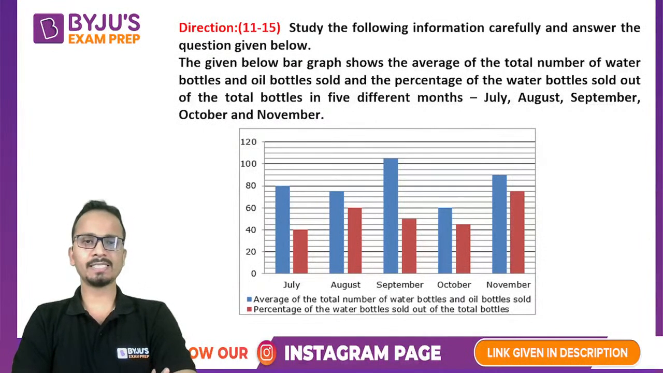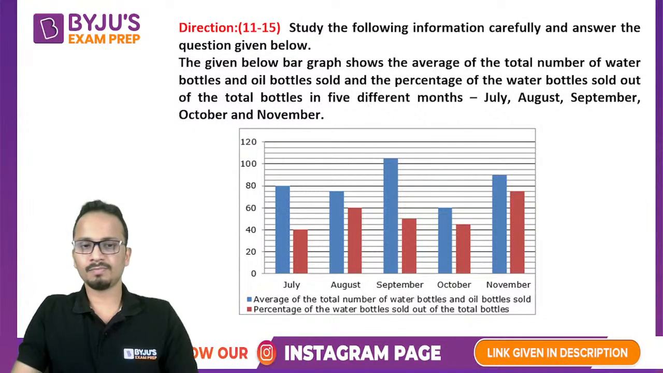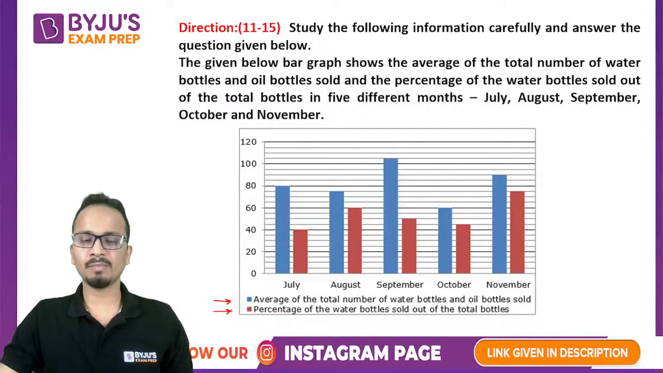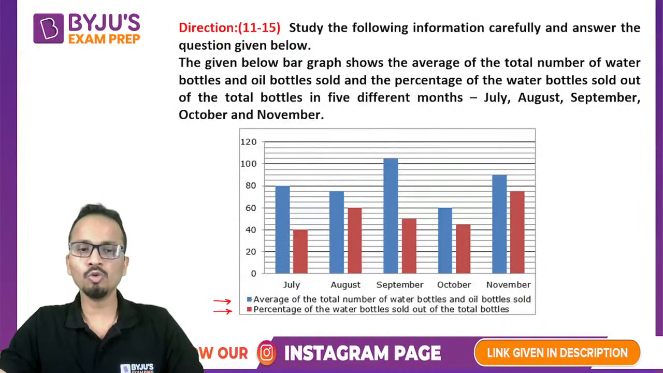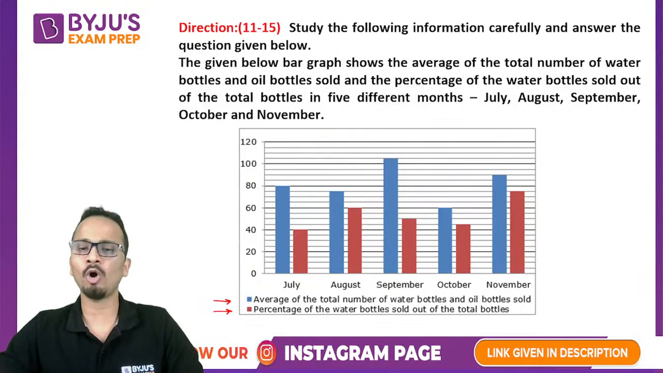Okay, so the data says: the given bar graph shows the average of the total number of water bottles and oil bottles sold. This is the first thing it is giving. If you look at the graph, it is shown in blue color. Look at the bottom of the graph. The blue bar is the average of the total number of water bottles and oil bottles sold, right?